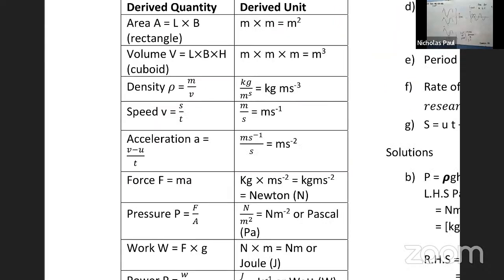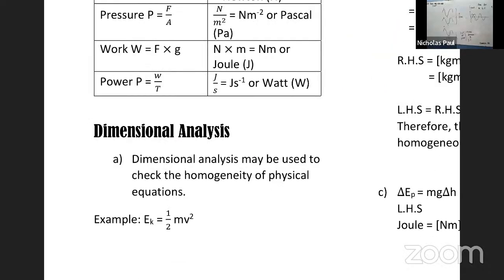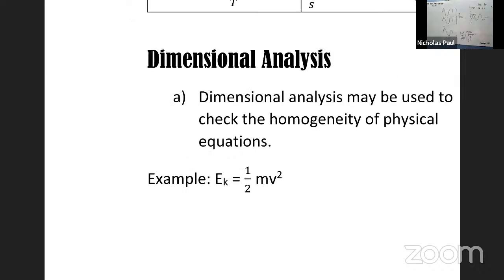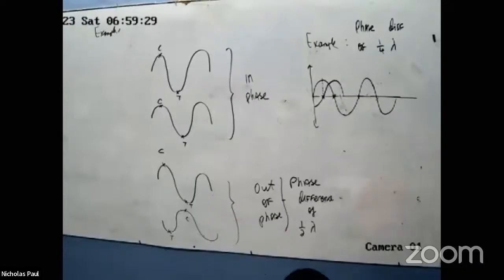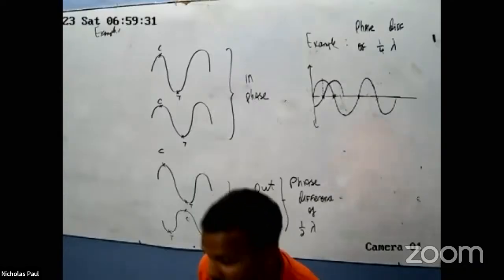All right, nice. So we need to remember those, right? So why do we need it? What we need it for is something called dimensional analysis. The first use of dimensional analysis is to check and see if equations are homogeneous. So we're going to check the homogeneity of certain equations. All right, so watch this here. Let's say I gave you something like this.